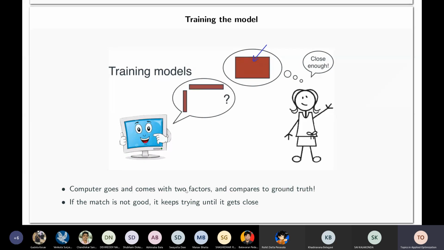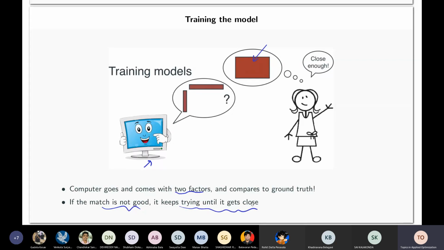A computer comes up with two factors. So this is the computer, let us say. What it may do is guess. It may guess two matrices like this, multiply out, and see if it is matching. If not, then it may change this value again and guess. So far, if you don't know what to do, you will keep guessing randomly, and then you will check again and see if the matrix entry is close to the matrix entry here. If the match is not good, it keeps trying until it gets close.